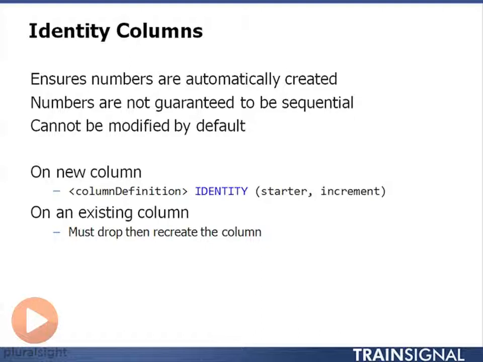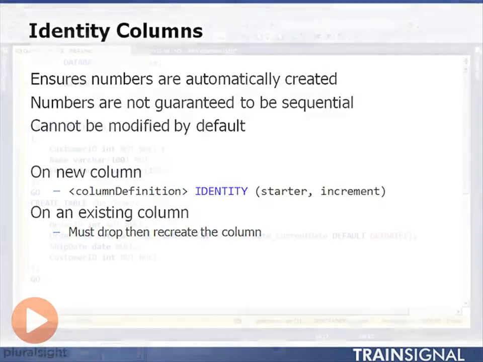You're also going to notice that an identity column is not going to be editable by default. If you're doing a bulk load, you do have the ability to specify that you want to do an identity insert, so that you can maybe pull values from another table. But that is an option you have to specify. Adding an identity column to a new column is very easy: simply identity and then the seed and the increment. For an existing column, however, you'll need to drop the column and then recreate it.